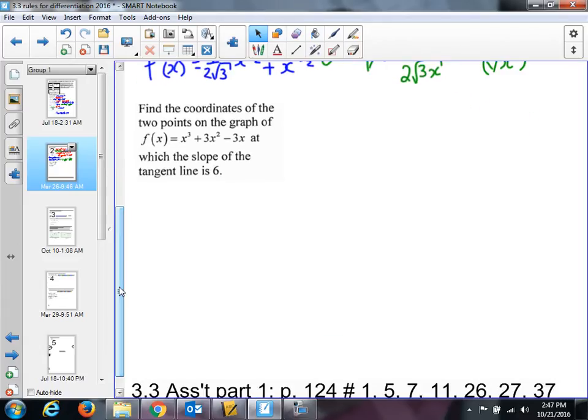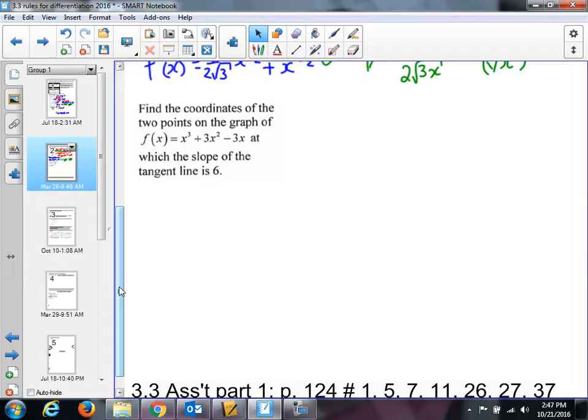So, are there any questions up to this point? I've got questions for you, so you'll find out. Find the coordinates of 2 points on the graph of the function x cubed, 3x squared, minus 3x, at which the slope of the tangent line is 6. It doesn't say anything about calculus, does it? Implicitly it does, but not explicitly. It doesn't say find the derivative or do anything.